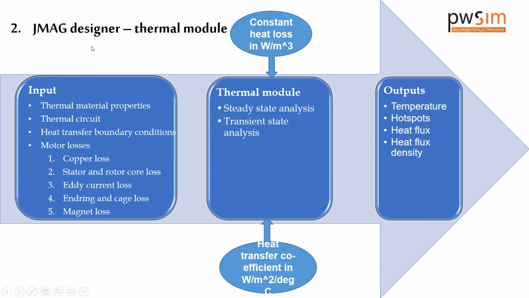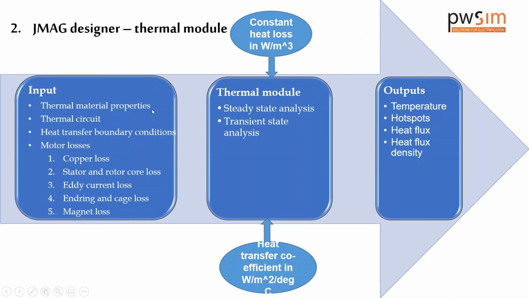If you can see, the thermal module asks for the following inputs. Some of the inputs include the motor losses: the copper loss, the stator current, rotor core loss, the eddy current loss, the end ring loss, the magnetic loss. All these losses you can calculate from the 3D magnetic analysis itself. What additional things you have to put inside the thermal module are the thermal material properties, the thermal circuits, and the heat transfer boundary conditions.